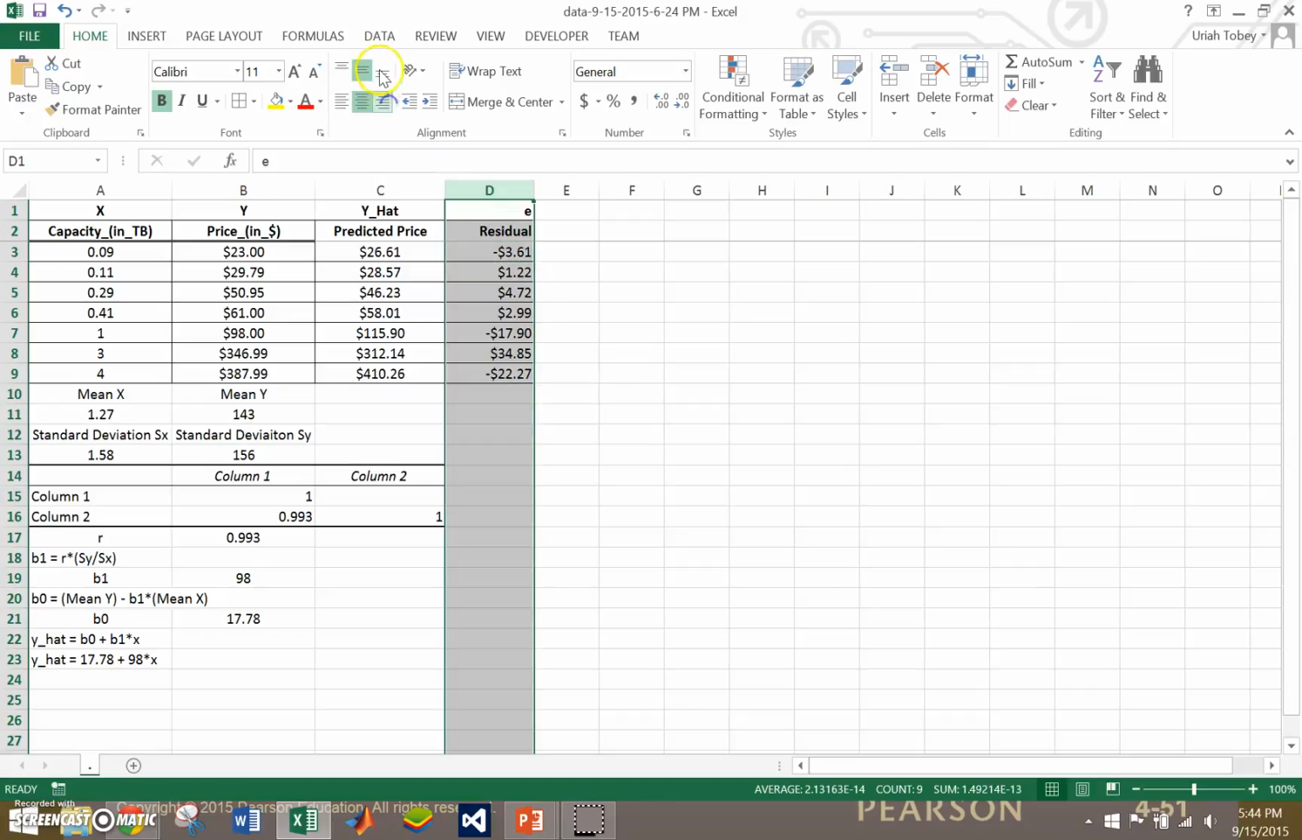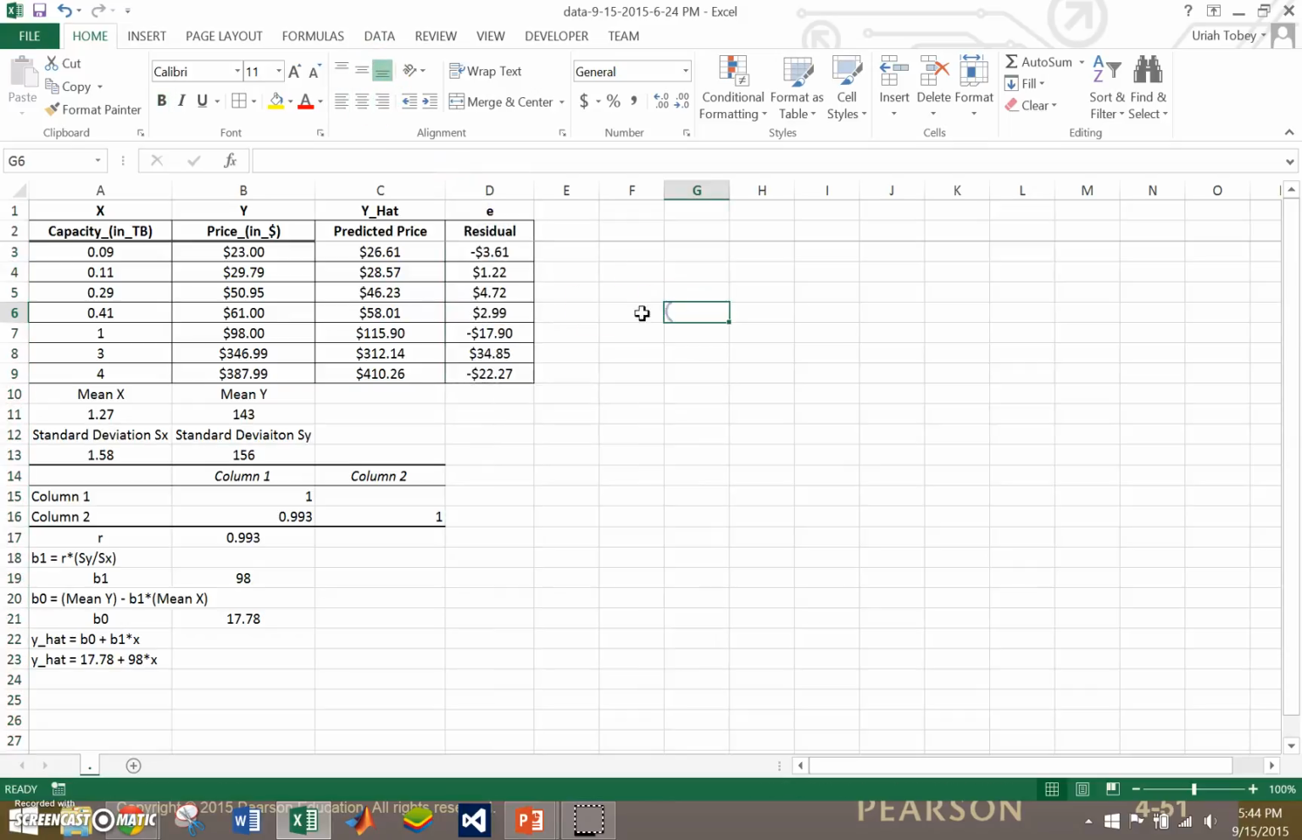And let me just center these quick. Okay, and so we overestimated by 3, underestimated by 1, underestimated by 4, underestimated by 3, overestimated by 17, etc. Okay, so there's our residuals. Now let's actually look at this residual plot.